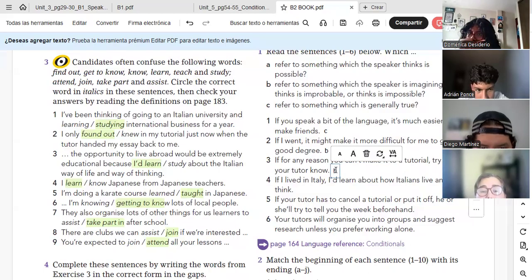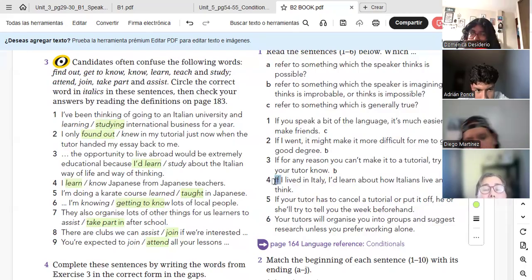B. Let's see. Remember, by the way, that this if means si. Si de una condición. Si se cumple esa condición, pasa esto, ¿sí? So, if means si. No es una afirmación, sino sí de una condición. Number 5, Diego.